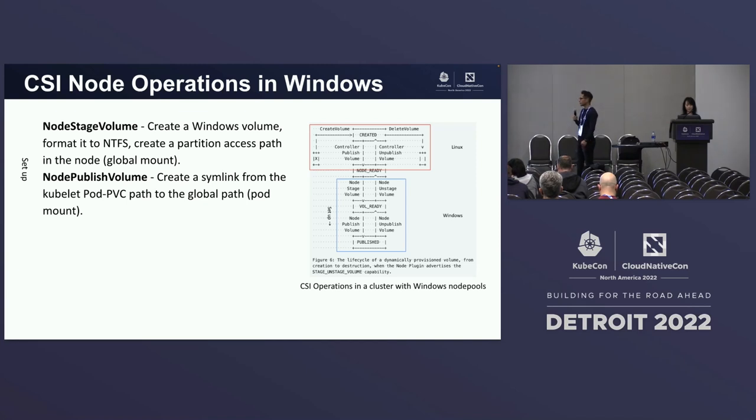The CSI driver usually uses a library from Kubernetes called Kubernetes Mount Utils that has utilities to execute the mkfs command in Linux to format it, and to mount it, it uses the mount command. In Windows, we don't have these commands, but we have similar PowerShell commands. So the workflow in Windows is to create a Windows volume. We format it to NTFS. We create a partition access path in the node, and that's called the global mount.